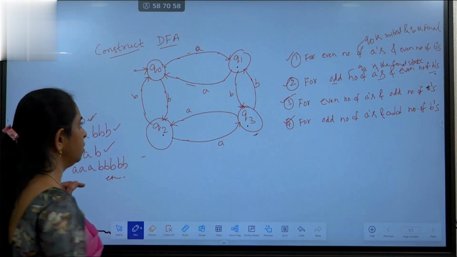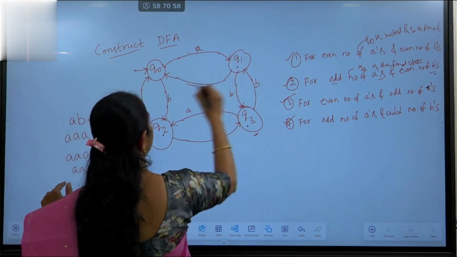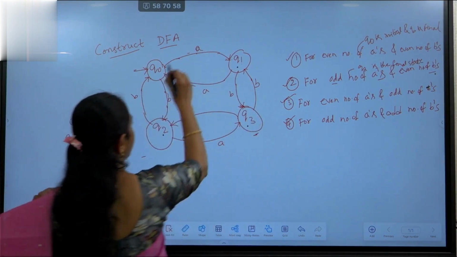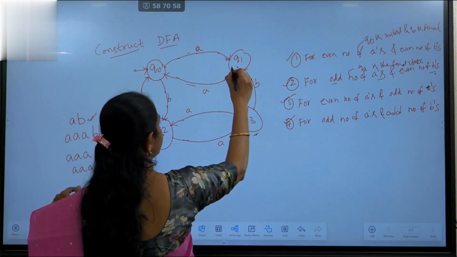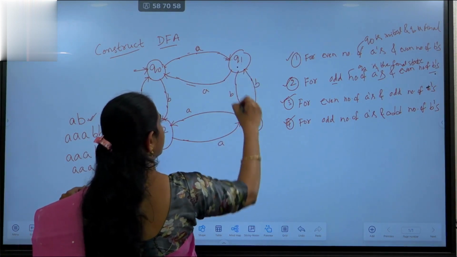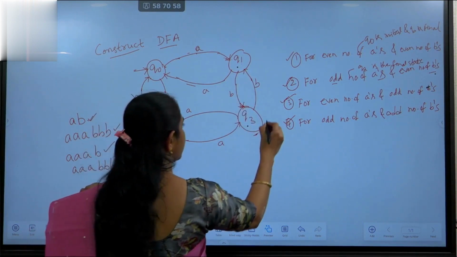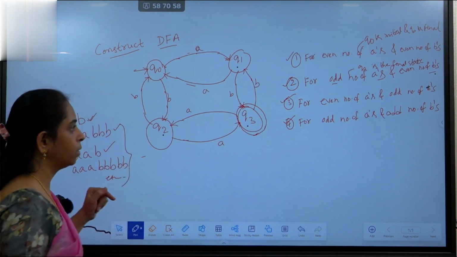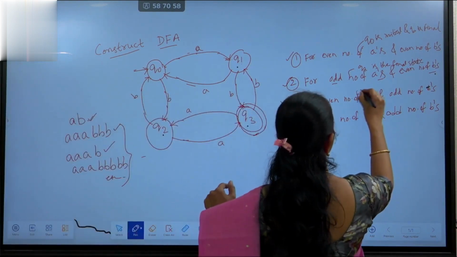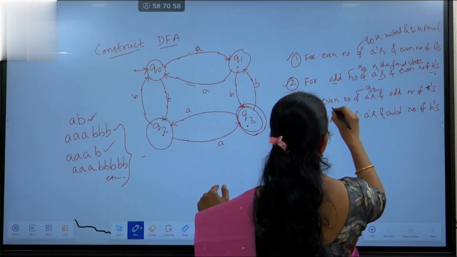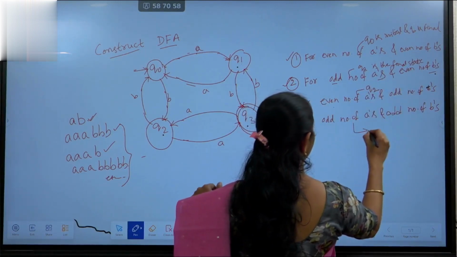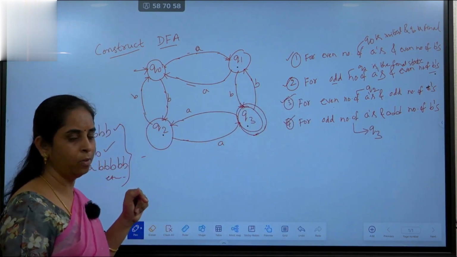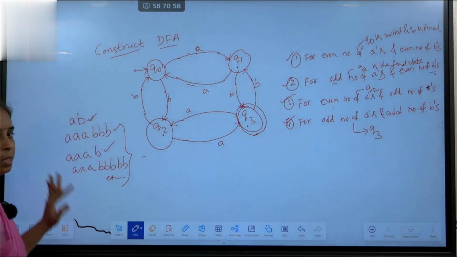Next, three A's and a single B, 1, 2, 3, and the single B is satisfied. So three A's and five B's: 1, 2, 3, three A's, we are at Q1, then 1, 2, 3, 4, 5. That means whenever we make Q3 the final state, it satisfies all these strings. Whenever Q2 is the final state, it satisfies an even number of A's and an odd number of B's. Whenever Q3 is the final state, it satisfies an odd number of A's and an odd number of B's. Like that we have to construct this DFA.